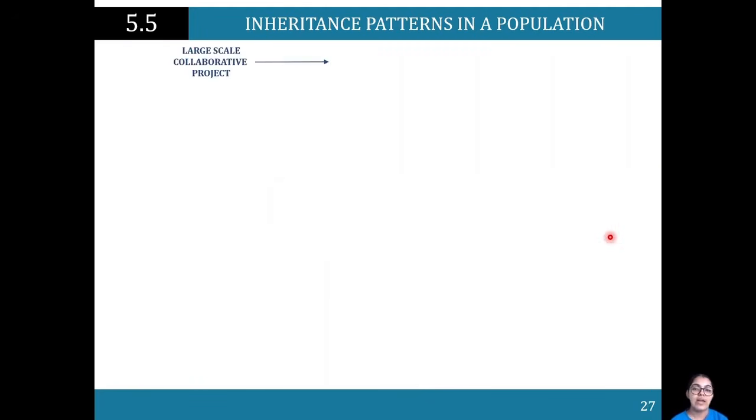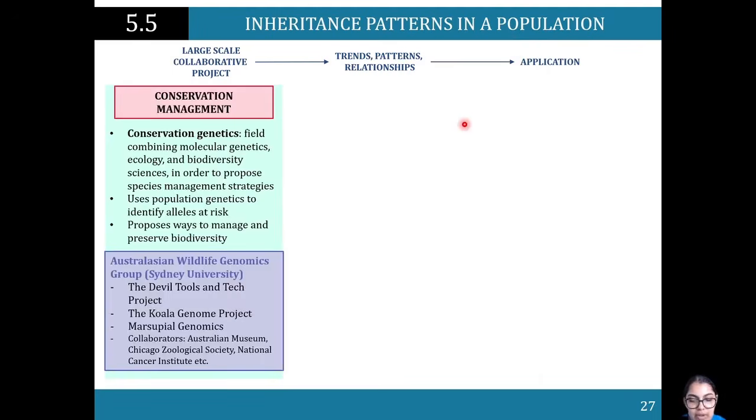Now let's have a look at inheritance patterns. So this is what you're going to do. You're going to look at large-scale collaborative projects. You're going to look at how they have identified trends, patterns, and relationships, and how they have applied that to have outcomes. So essentially, there are 3 processes that we're going to look at.